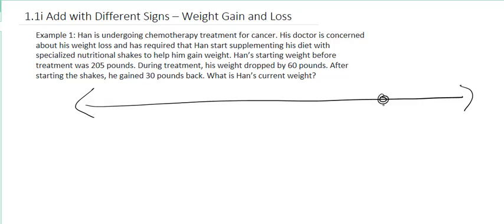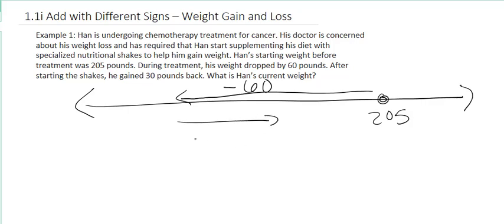And let's put 205 right there, which is his starting weight. Now we need to move to the left 60. This is because he has lost 60 pounds. So we know we need to move to the left. So we'll show negative 60. But then he has gained weight back. So he's gained 30 pounds back. So we can go positive 30.